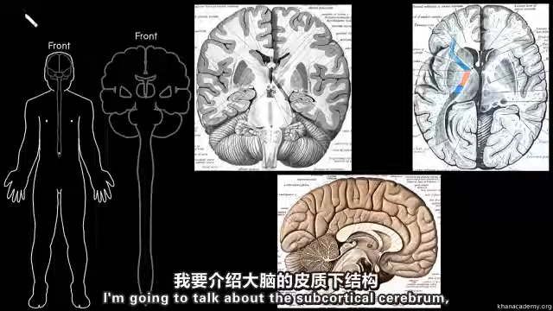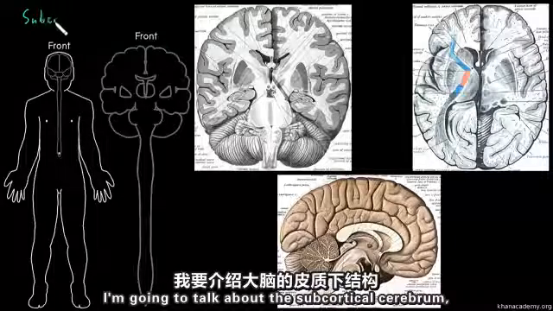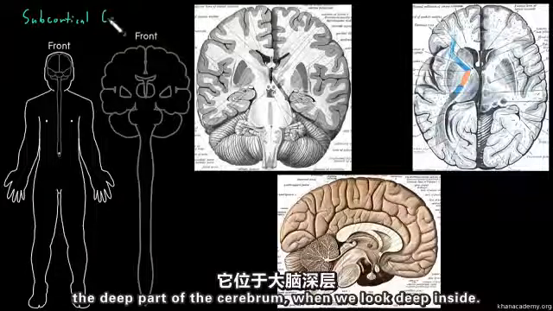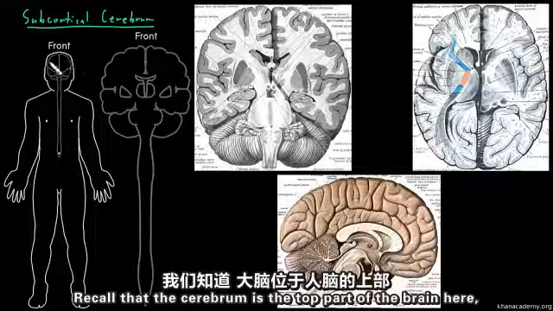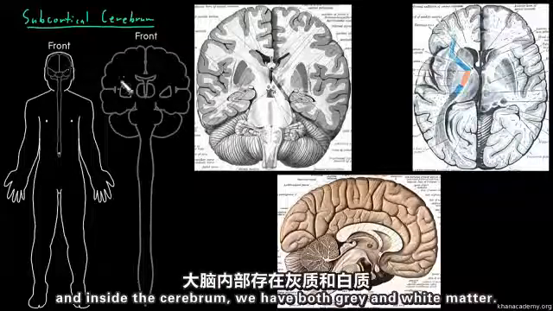In this video, I'm going to talk about the subcortical cerebrum. Subcortical cerebrum, so the deep part of the cerebrum, when we look deep inside. So recall that the cerebrum is the top part of the brain here, and inside the cerebrum we have both gray and white matter.